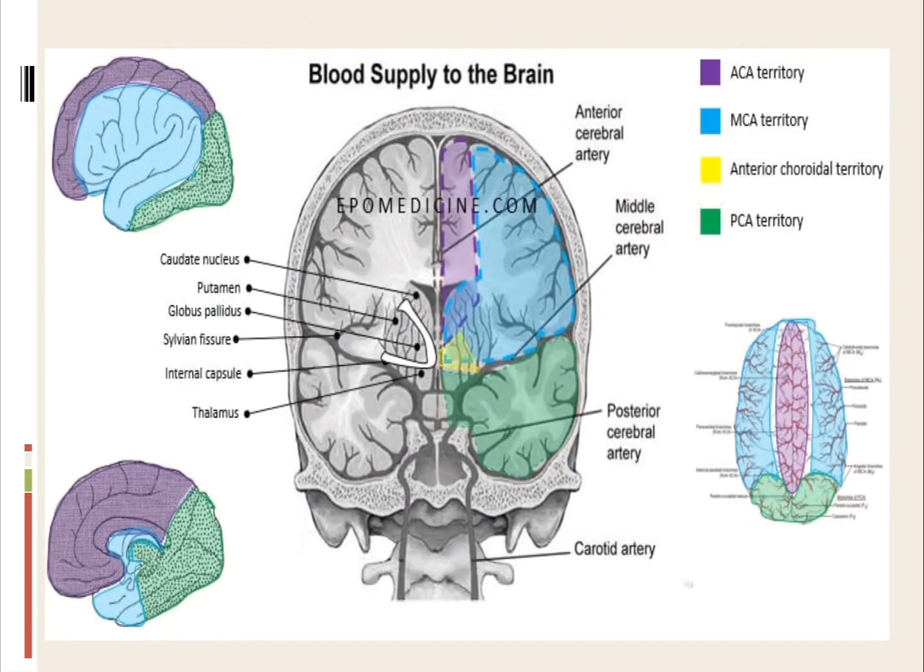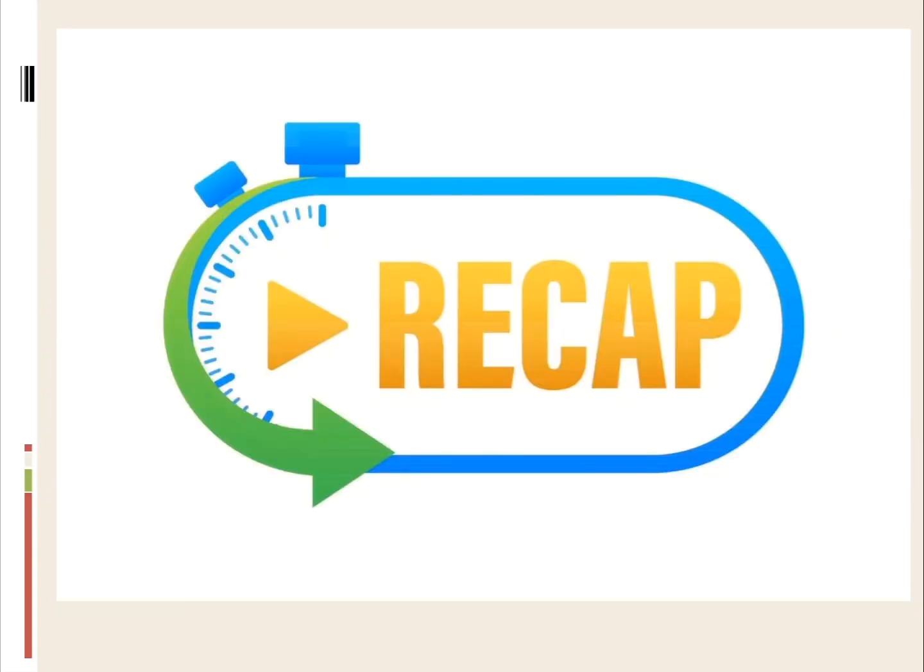As we see in the diagram, we're seeing the anterior cerebral artery, midway the middle cerebral artery, and at the back the posterior cerebral artery, then the carotid artery. So that's just a diagram showing that.